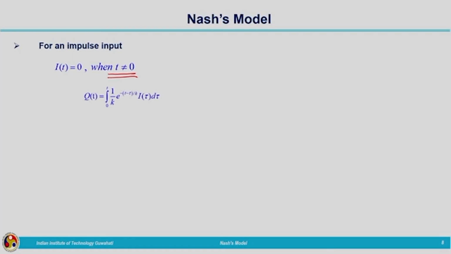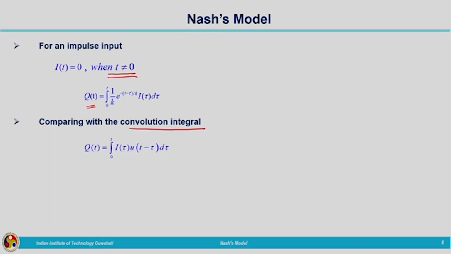Now let us look into our equation for Q(t) which we have derived. Q(t) is equal to integral 0 to t 1 by k e raised to minus (t minus tau) by k I(tau) d tau. We have the convolution integral, which is the response of a system from continuous pulses of impulse inputs. So we will compare the output q of t with the convolution integral. You can find that u(t minus tau) is equal to 1 by k e raised to minus (t minus tau) by k. Compare these two equations.